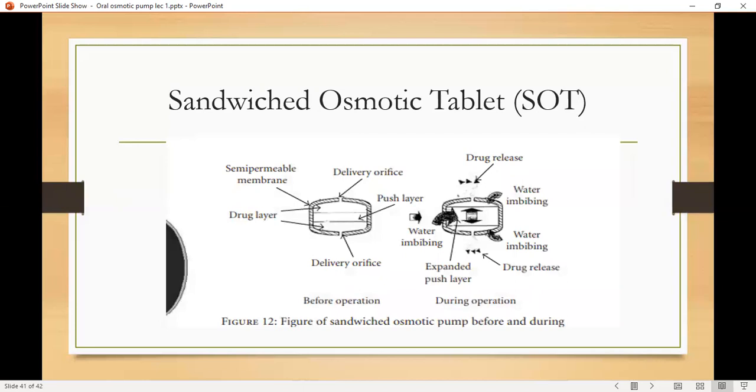These are the schematic diagrams of the sandwiched osmotic tablets. Here you can see the two layers of the drug. This is the delivery orifice and this is the semi-permeable membrane. One orifice is at the top and the other is at the bottom. Both are on opposite sides. When water imbibes into the system, the membrane will expand, and as you can see, here the inner area expands. So this expansion will facilitate the release of the drug during operation. So this was the sandwiched osmotic tablet system.